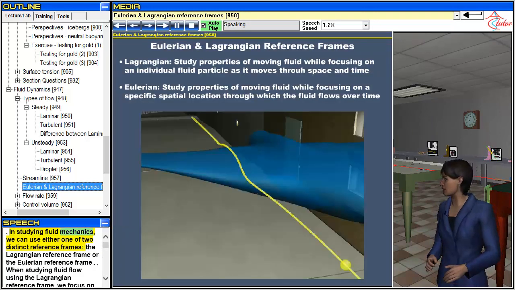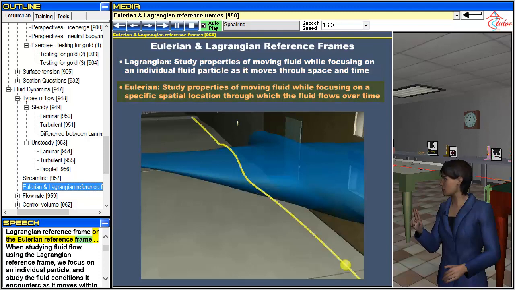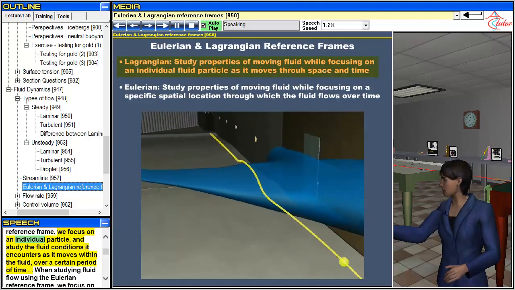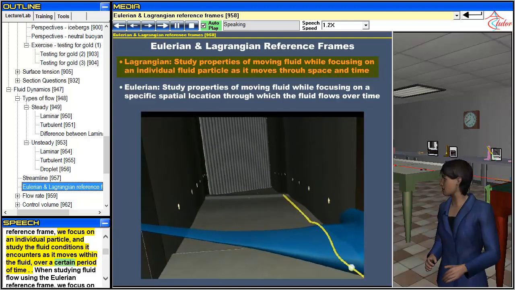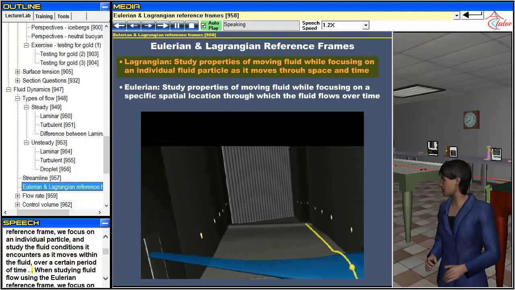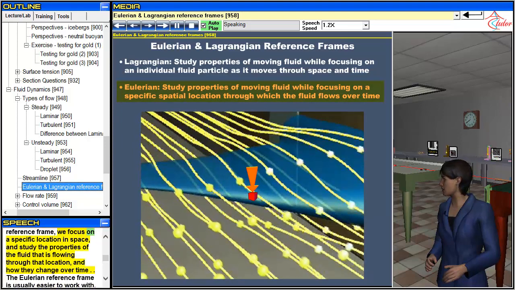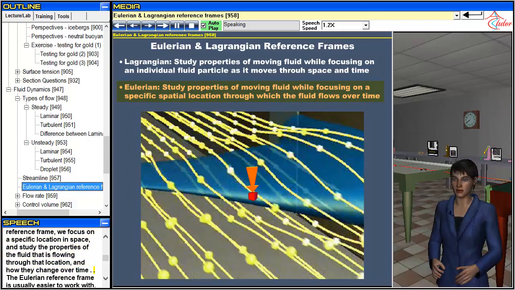In studying fluid mechanics, we can use either one of two distinct reference frames: the Lagrangian reference frame, or the Eulerian reference frame. When studying fluid flow using the Lagrangian reference frame, we focus on an individual particle, and study the fluid conditions it encounters as it moves within the fluid, over a certain period of time. When studying fluid flow using the Eulerian reference frame, we focus on a specific location in space, and study the properties of the fluid that is flowing through that location, and how they change over time.